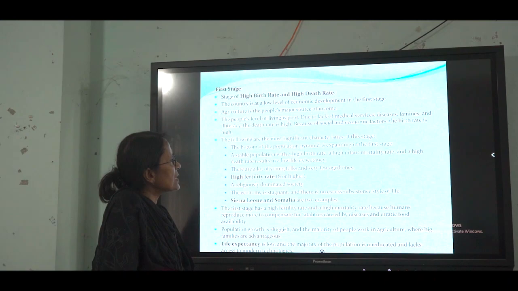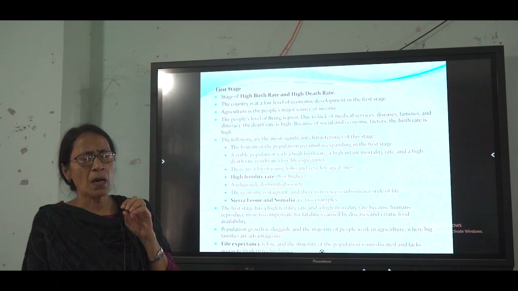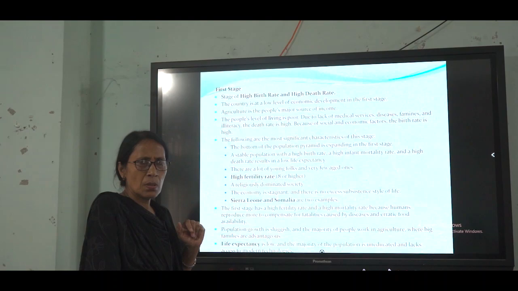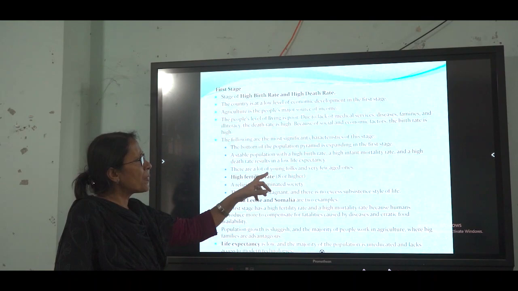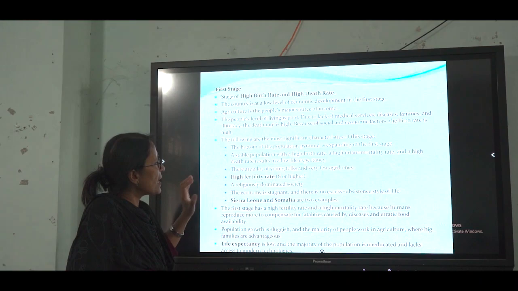The stable population with a high birth rate, a high infant mortality rate and a high death rate results in a low life expectancy. As I told you earlier, life expectancy is how many years a child will survive from the time he is born. So life expectancy of the people was low, and if we take the example of India, most of the people died at an early age, around 40, 45, 43 years. There are a lot of young people and very few aged ones.